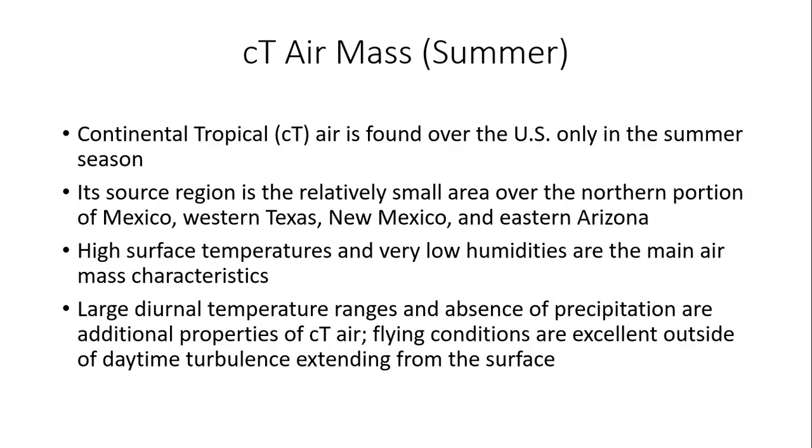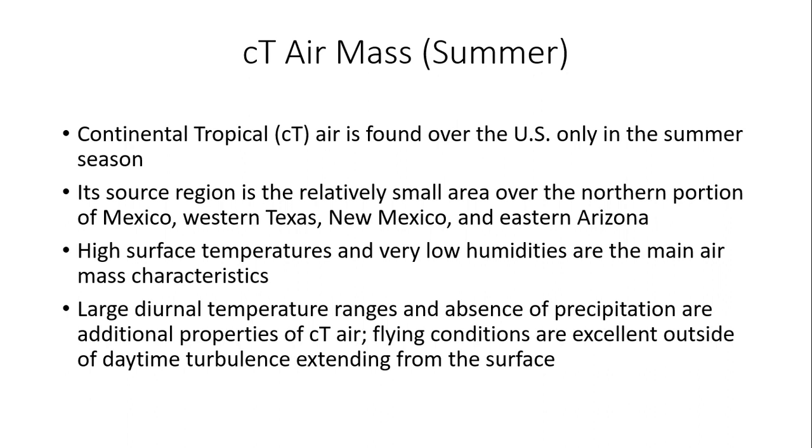Continental tropical air mass this summer. This is found generally over the U.S., and it's only going to be in the summer season. Its source region is the relatively small area over the northern portion of Mexico, West Texas, New Mexico, and eastern Arizona. It has high surface temperatures and very low humidity, very dry air mass, hot and dry, large daily changes in temperature, a large range of temperature change. Okay, and absence of precipitation are additional properties of continental tropical air.